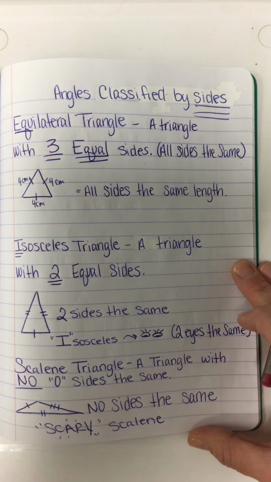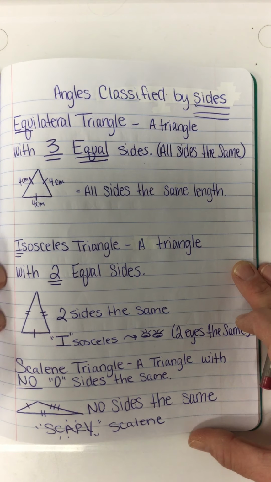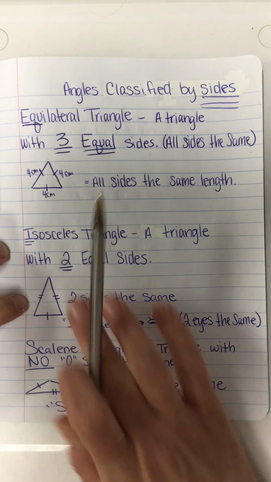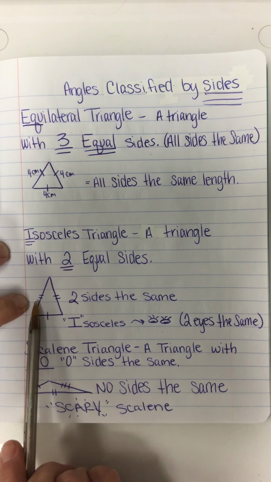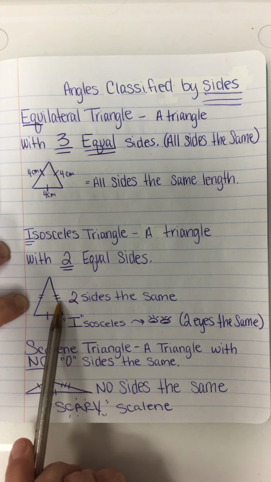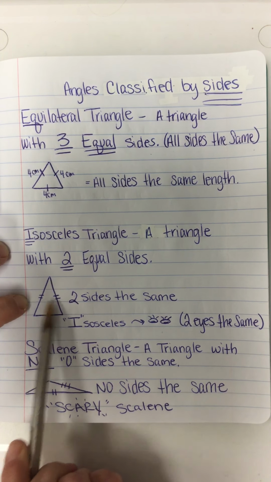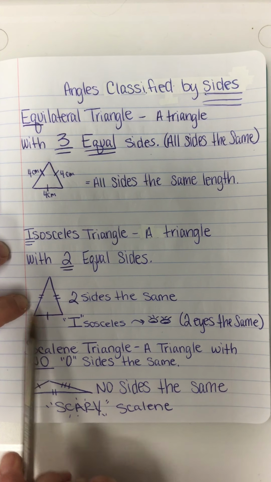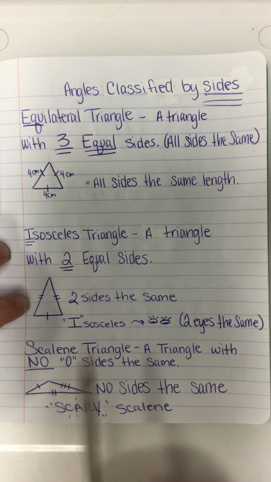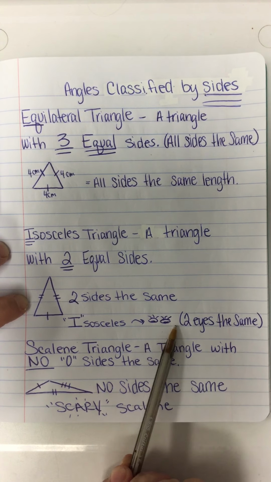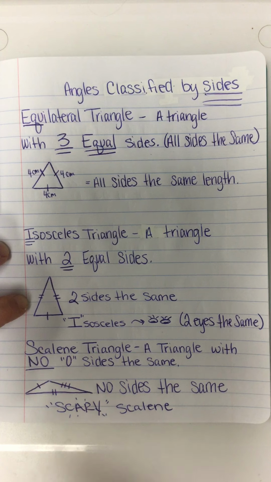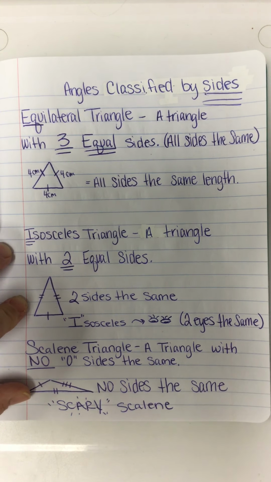An isosceles triangle is a triangle with 2 equal sides. So 2 sides the same. On this one, it gives you 2 markings that are the same, indicating that these 2 sides are identical. And this one has only 1 mark, so it means it's different from those 2. So an isosceles, 2 eyes the same. If you hold up the number 2 and point to your eyes, 2 eyes that are the same, isosceles. That's a little memory trick.